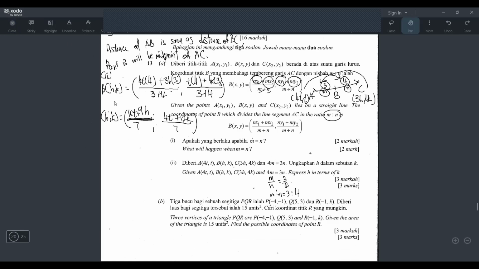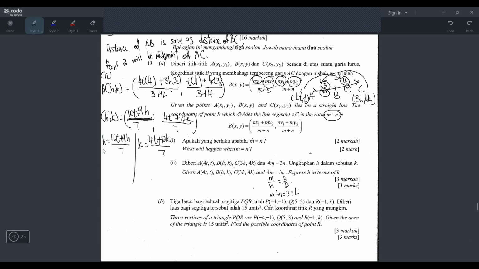So what I'll do now is compare the x coordinate with the x coordinate, and then the y coordinate with the y coordinate. So it will be h equals 16t plus 9h over 7. And then the other one is k equals 4t plus 12k over 7. But they want h in terms of k. This equation only has h and t, but I want my equation to have h and k. So I have to somehow combine these two equations.